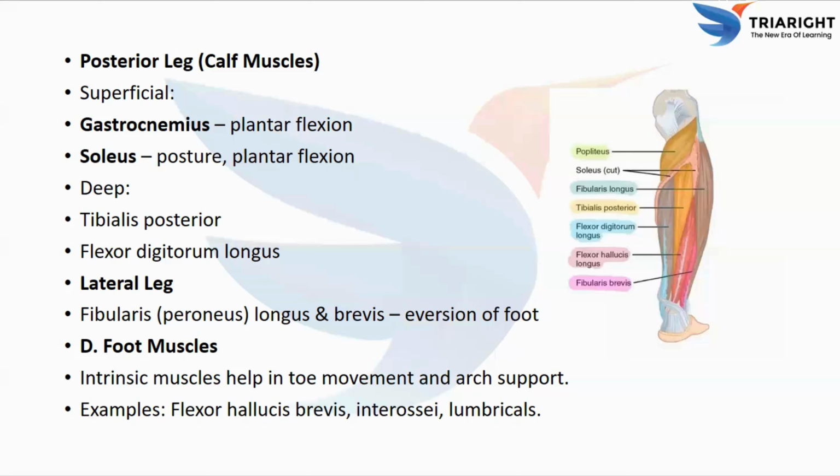So this is about the posterior leg muscles. Coming to the lateral leg muscles, you have the fibularis longus and brevis. These are located on the outer side of the lower leg. You can clearly see in the picture, they are present on the outer side of the lower leg.